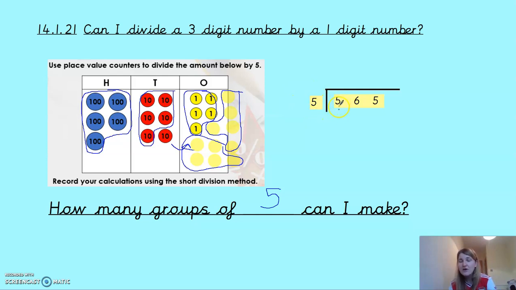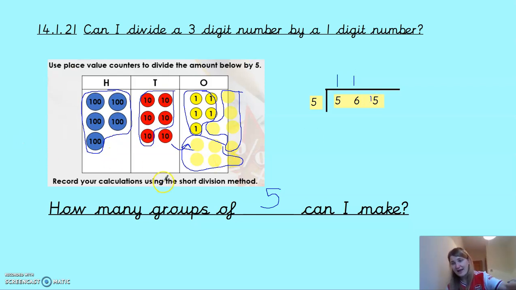And again, I start over here. I start in my hundreds. Right, so the question is, how many groups of 5 can I make out of 5? I can make 1 group of 5 with nothing left over. How many groups of 5 can I make out of 6? Again, if I've got 6, I can make 1 group of 5, and then I'm going to have 1 left over, which I'm going to carry.